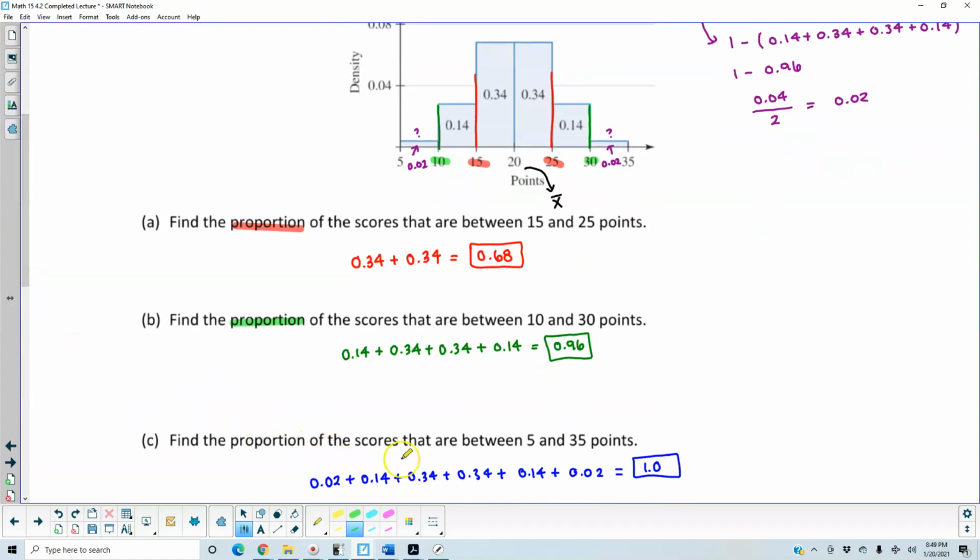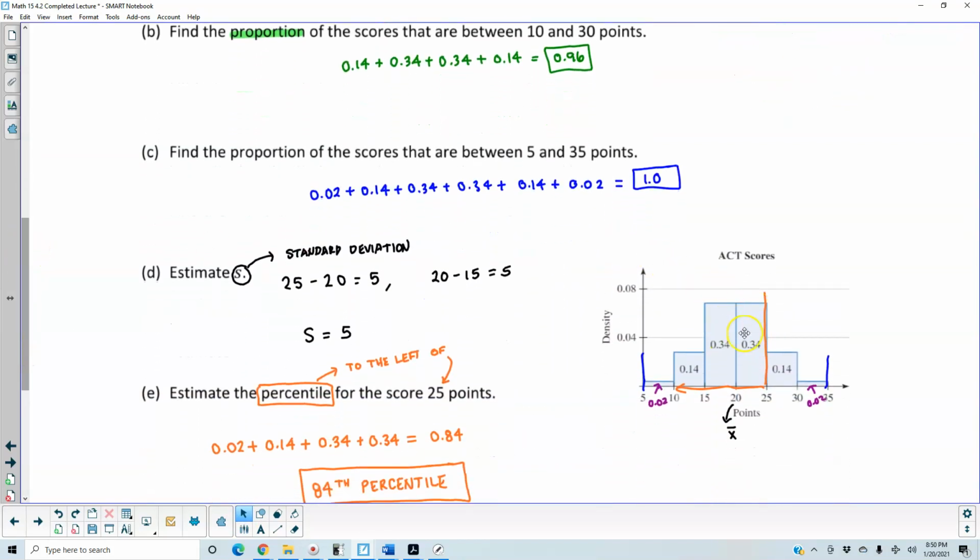Next, we want to find the proportion of the scores that are between 5 and 35 points. So here's 5, so that's where it begins. 35 is where it ends. So we're going to include now the 0.02s in addition to all the proportions inside. So we have 0.02 plus 0.14 plus 0.34 plus 0.34 plus 0.14 plus 0.02, which gives us 1. Or if we want to convert that to a percent, 100% of the scores are between 5 and 35 points.